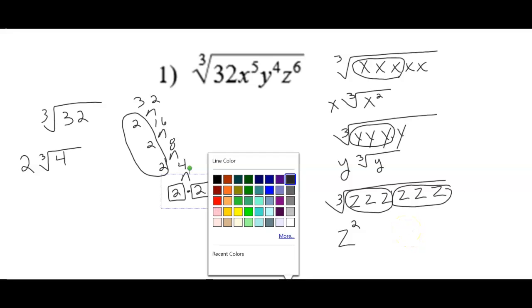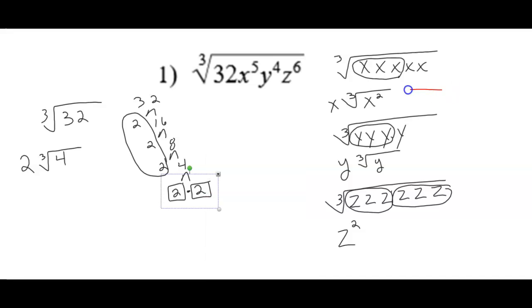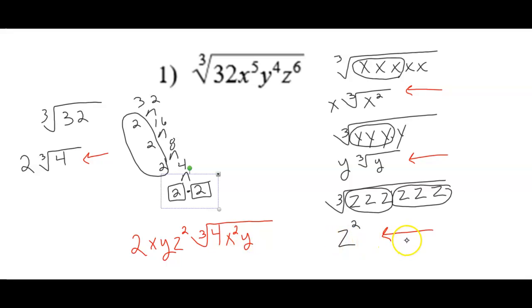So we put all of our answers together. This is part of your answer. This is part of your answer. This is part of your answer. And this is part of your answer. So anything that's out front stays out front. So here we have a 2 out front, x, y, z squared, and then the cube root of, and then everything that's underneath, you're going to put underneath one radical. So we had a 4, an x to the 2nd power, y, and then this one did not have a radical attached to it. So this is how your answer should look.